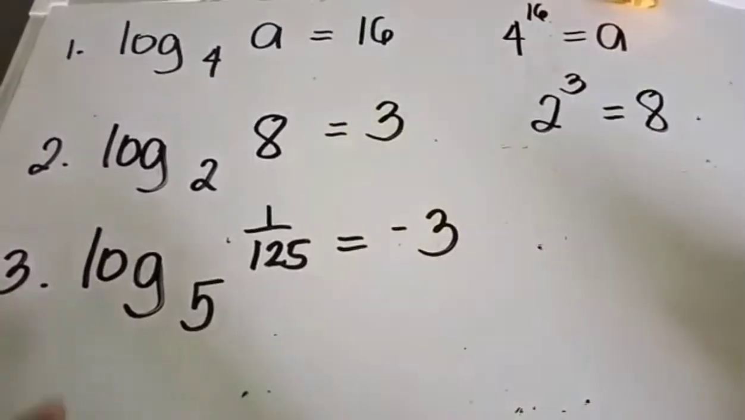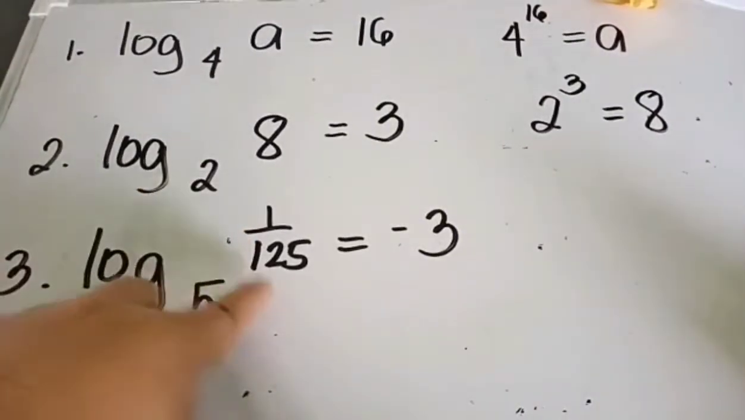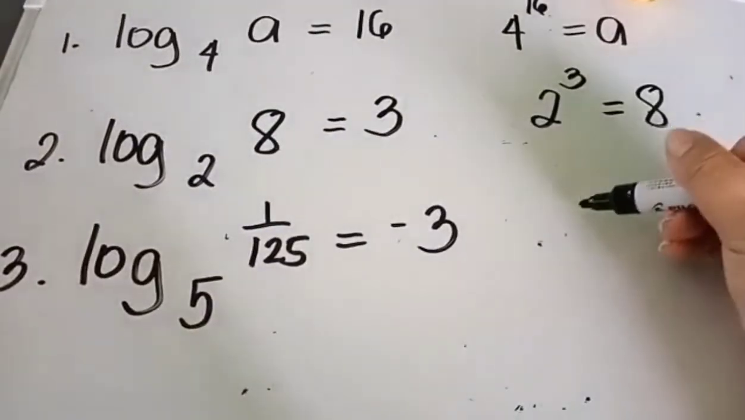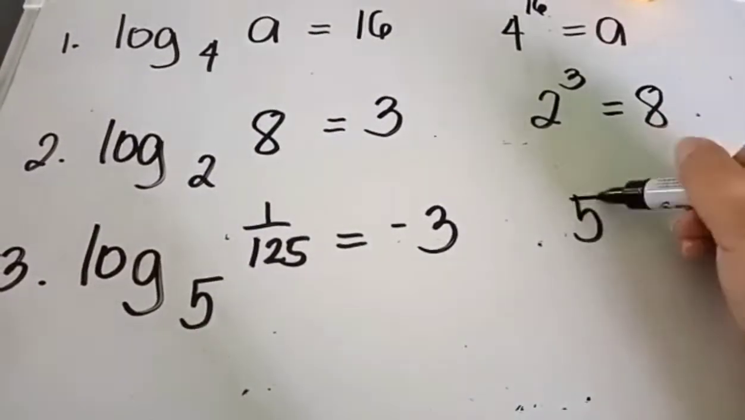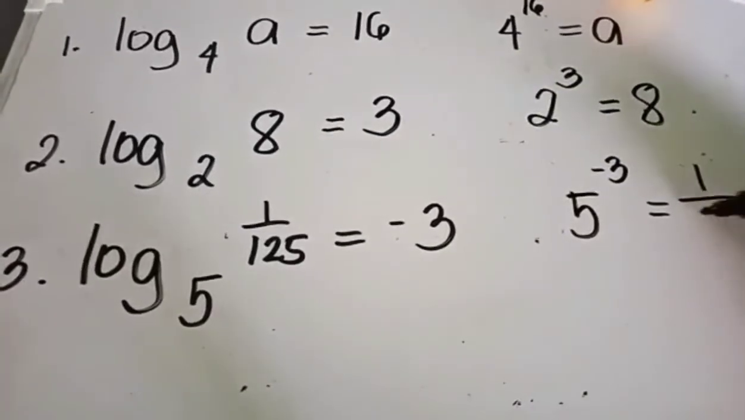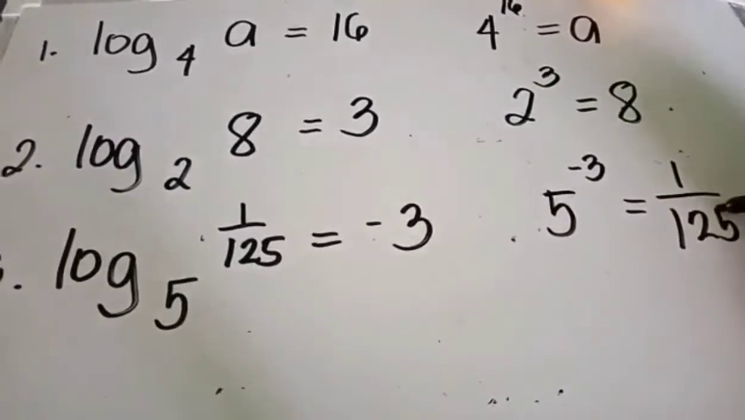Another example: the logarithm of 1 over 125 to the base 5 is equal to negative 3. This can be written in exponential form as 5 to the power of negative 3 is equal to 1 over 125. Class, so now we know how to rewrite an exponential form in a logarithmic form and a logarithmic form into an exponential form. Let us now learn how to evaluate logarithms.